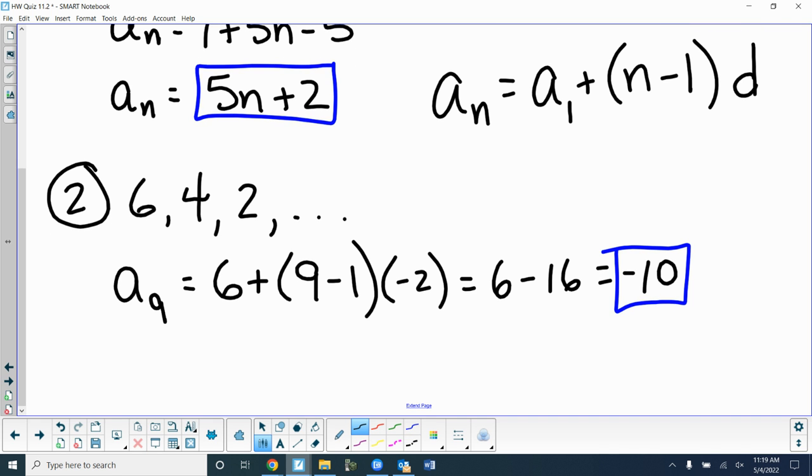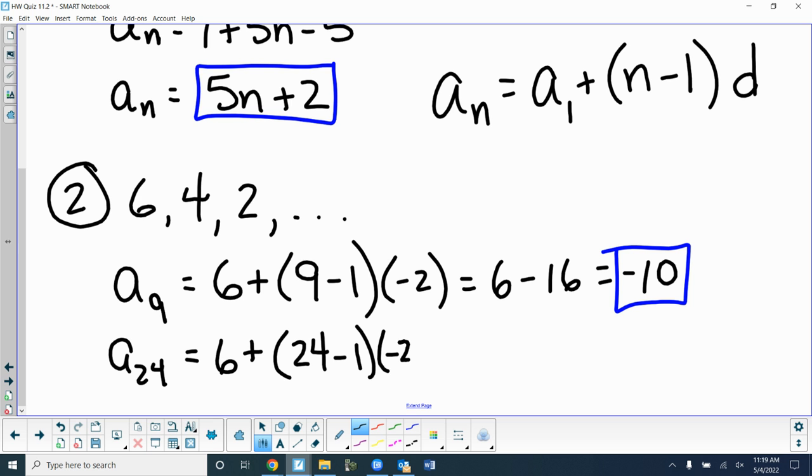Your 24th term, it's still 6 for the first term. Now it's 24 minus 1 times negative 2, which is 6 minus 23 times negative 2 is negative 46, right? So what's that, negative 40? Did I do that right? Yeah.